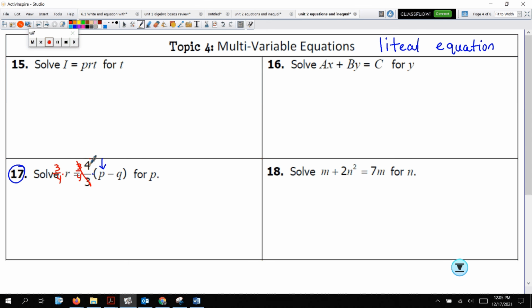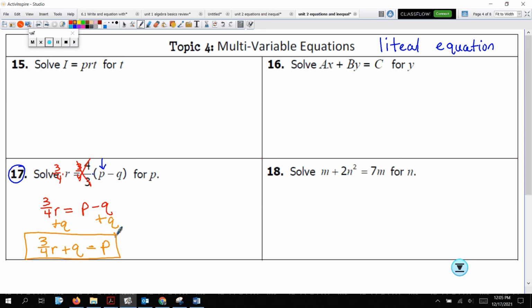Right? These cancel out. But on the left side now, I have 3/4 r equals p minus q. It's okay to get rid of the parentheses now. Okay, I want to get p by itself, but I'm subtracting q. So I'm going to add q. There's nothing you can't combine. You just put it all together. So 3/4 r plus q equals p. I got p by itself. Nailed it.